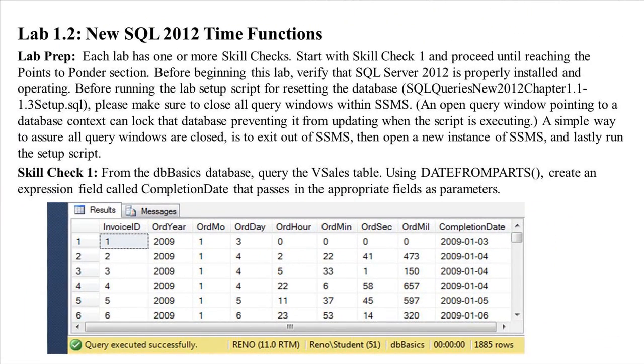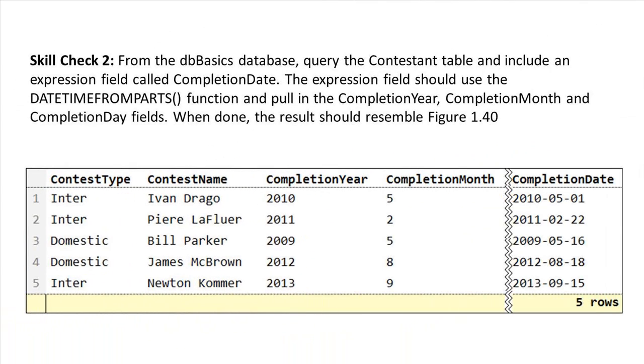Lab 1.2, Skill Check 1. From the DB Basics database, query the vSales table using the date time from parts function and passing in the correct fields as parameters. Skill Check 2. From the DB Basics database, query the contestant table to show all the contestants as an expression field called completion date. This field should use the completion year, completion month, and completion day fields with the date from parts function.